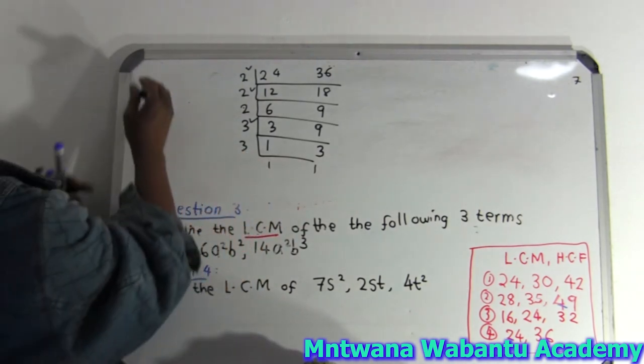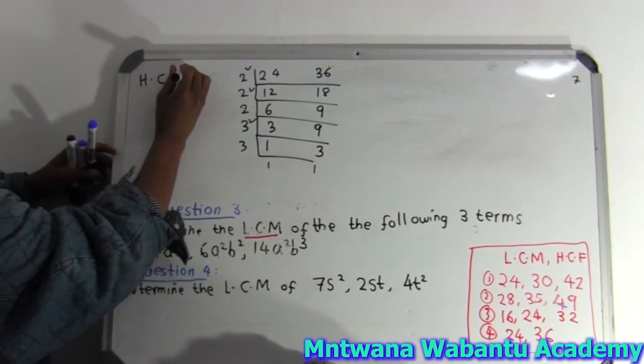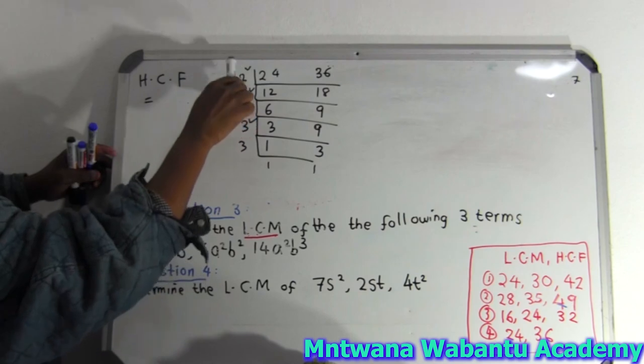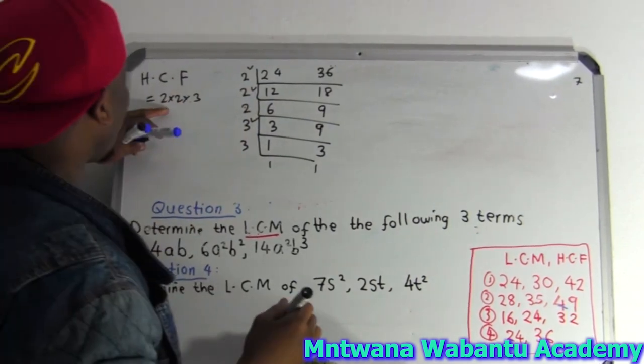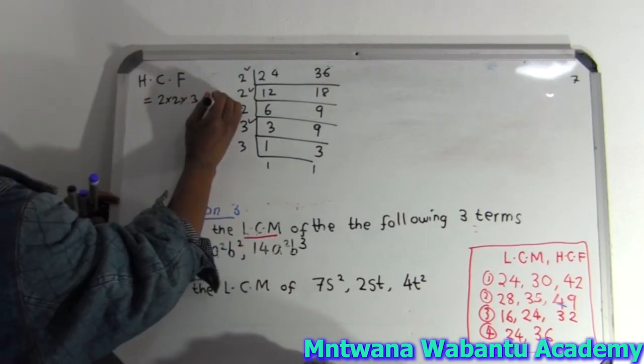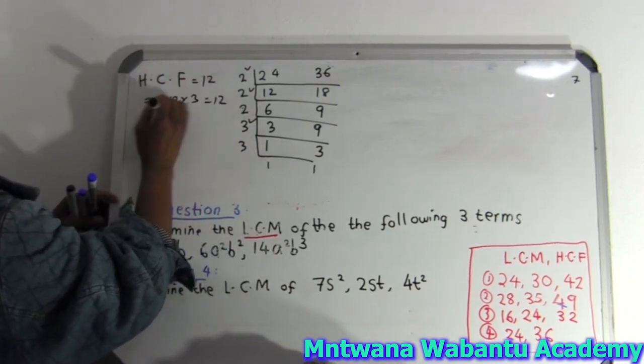So our highest common factor equals 2 times 2 times 3. 2 times 2 times 3, which is going to give us 4. 4 times 3 equals 12. So highest common factor equals 12.